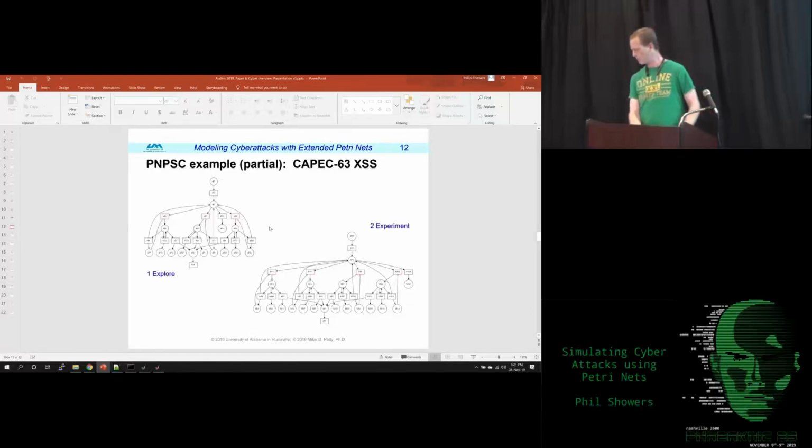So these are the various phases. Usually what happens is you'll start here. This is the initial marking. This transition is then active, and it's the only transition that's active, so it fires next.